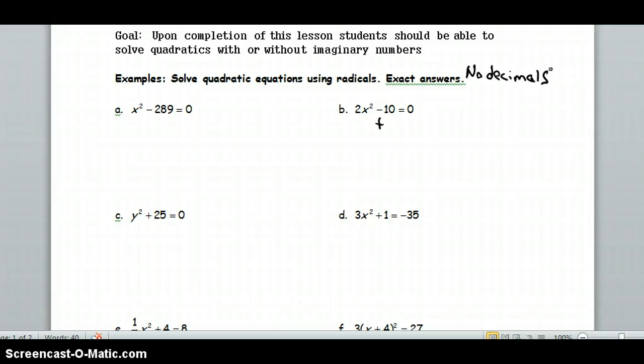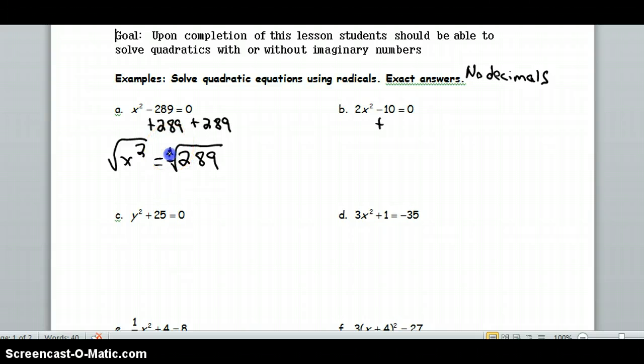Here, equation A, x squared minus 289 equals 0. I want to get x squared by itself so I can solve for x. So add 289 to both sides. And when I do that, I will have x squared equals 289. Now, to get rid of the x squared, what I'm going to do is square root both sides. So if I square root this side, I have to square root this side. Now, we always have to remember, if I'm going to square root to solve, I have to put a little plus or minus there. It's a little hard to see, but there's a plus or minus in front of there.